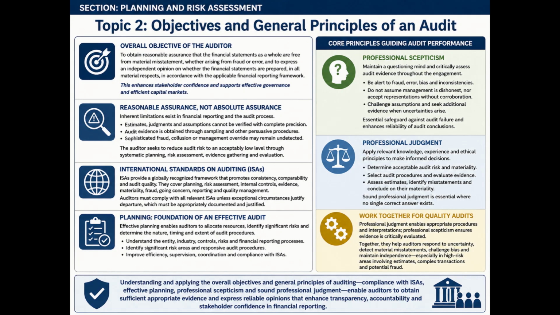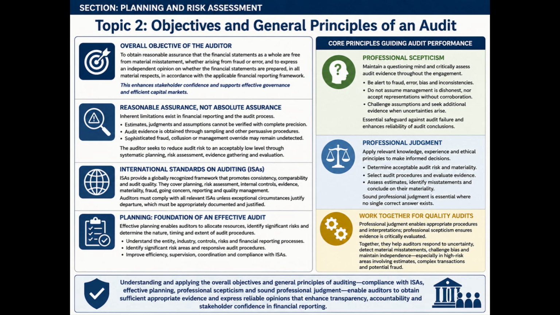Reasonable assurance does not represent absolute certainty because inherent limitations exist in both financial reporting and the audit process itself. Financial statements contain accounting estimates, management judgments, and assumptions that cannot be verified with complete precision, while auditors rely upon sampling techniques, analytical procedures, and persuasive rather than conclusive evidence. Furthermore, sophisticated fraud involving collusion, management override of controls, or deliberate concealment may remain undetected despite properly conducted audit procedures.